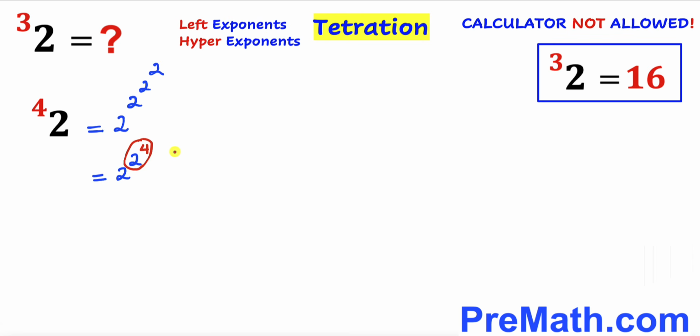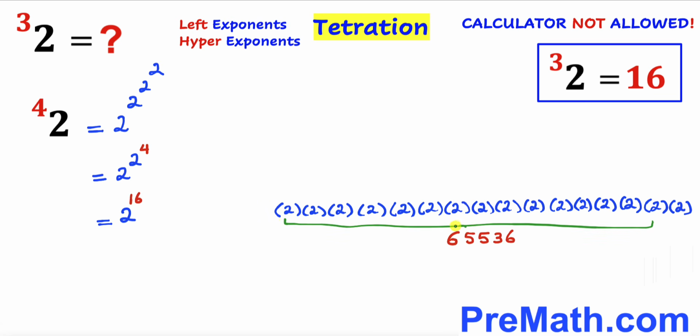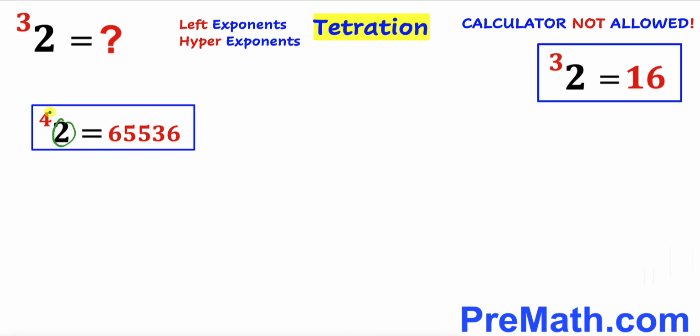2 power 4 is always equal to 16, since 2 times 2 times 2 times 2 is always 16. As you can see in this next step, we got 2 power 16, since 2 power 4 is 16. Now 2 power 16 means that we are going to multiply 2 sixteen times. When we multiply all these 16 times, we are going to get 65,536. So our 2 with the left exponent 4 turns out to be equal to 65,536. And that's our final answer.